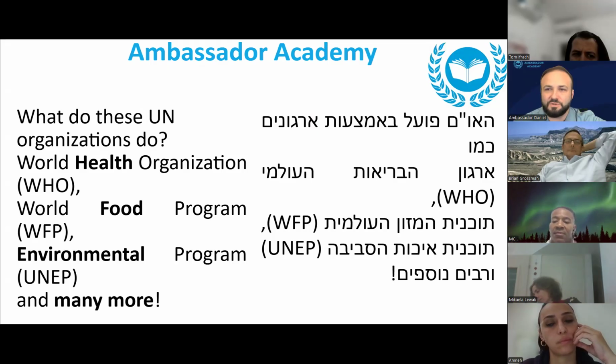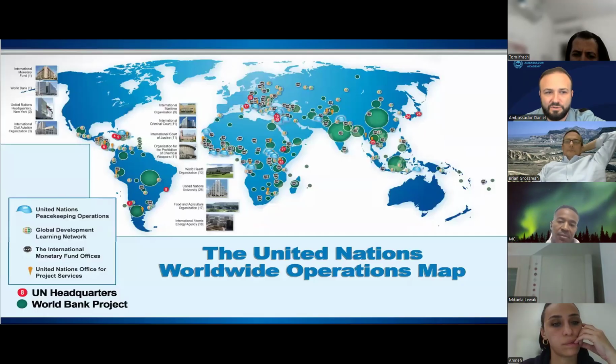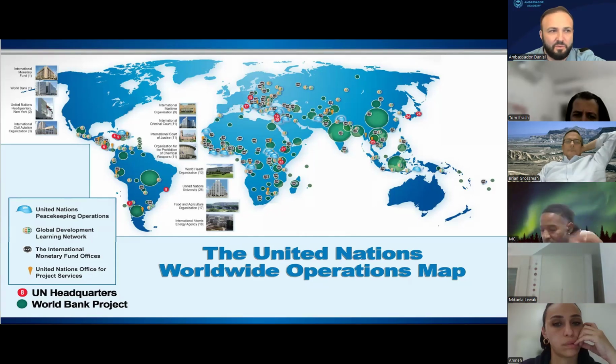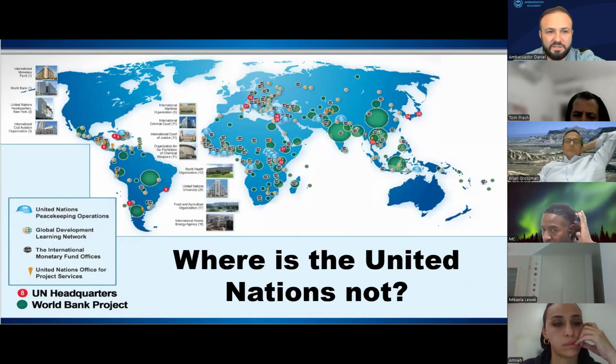It is also very surprising for students in some parts of the world that the UN even really exists, because we don't come across it in our day-to-day lives. So we show this map of the United Nations world operations, and you can see here that there are a lot of things happening all over the world, in fact, with the exception of three categories of places. So, can someone tell me where the United Nations is not?